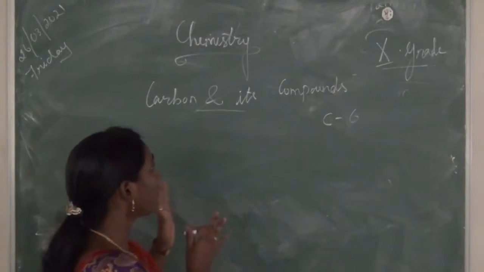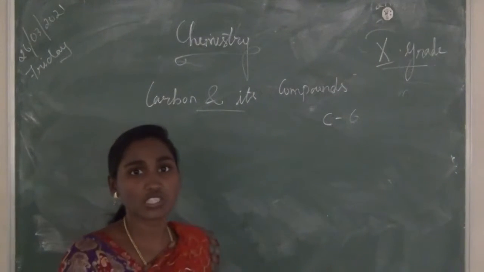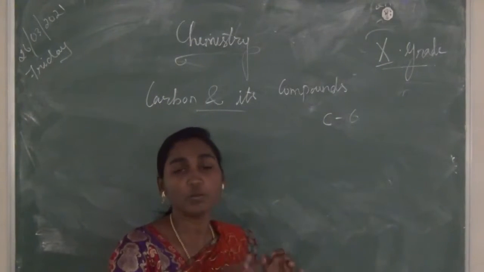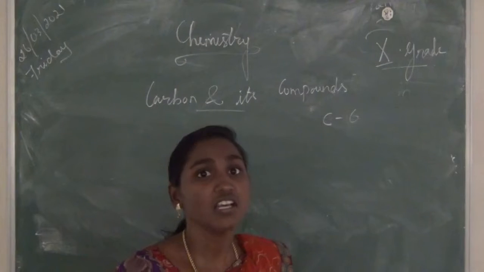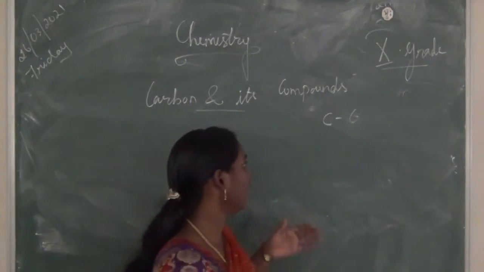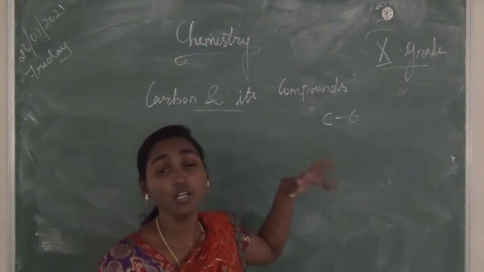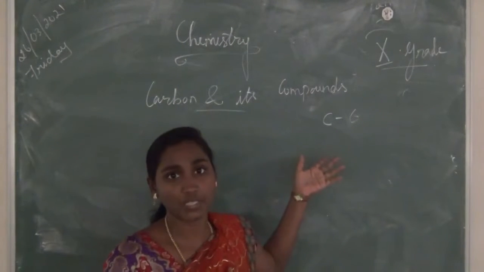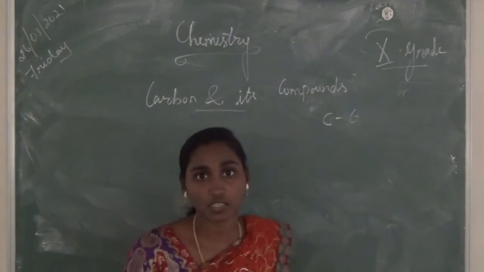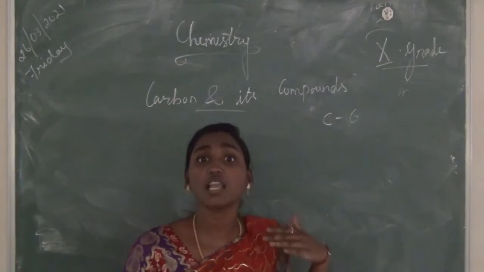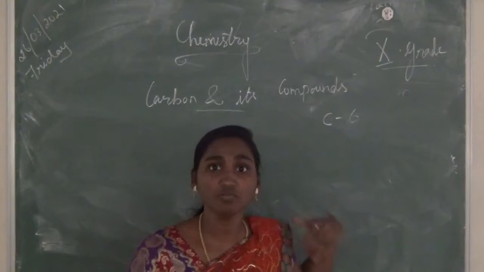So the main thing we are going to study here is IUPAC nomenclature. This is very important for your higher studies. Whenever you learn about carbon compounds, you must know hydrocarbons and IUPAC nomenclature. This is also a very important question in GK, and mostly they will ask from this side.